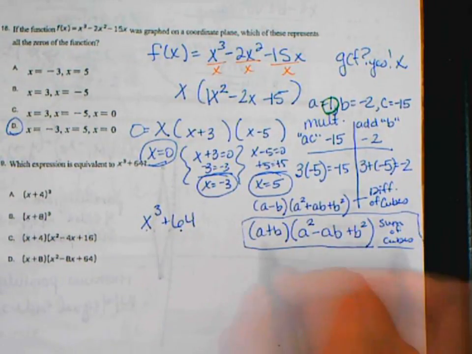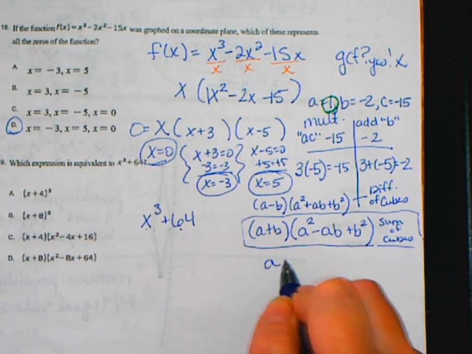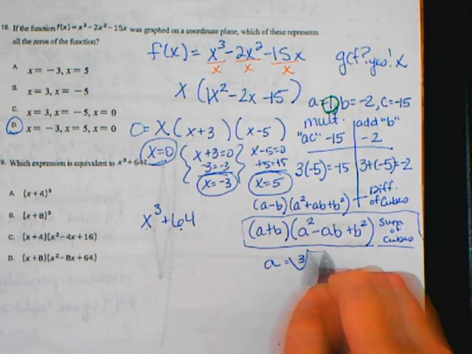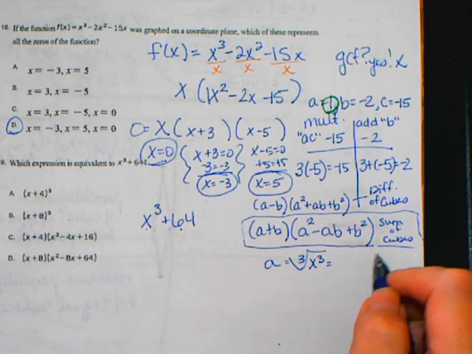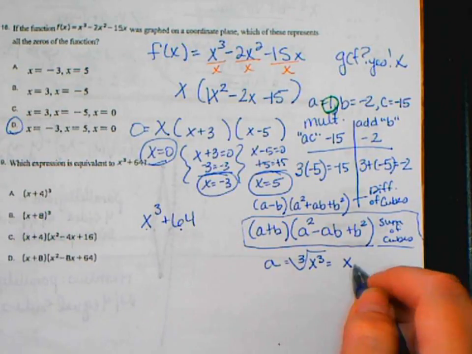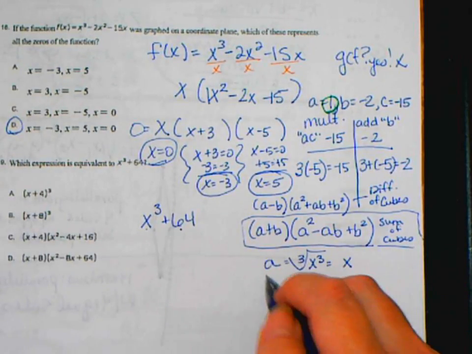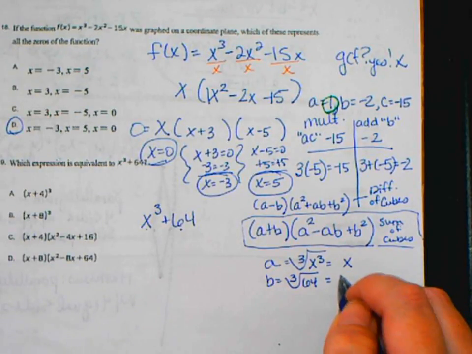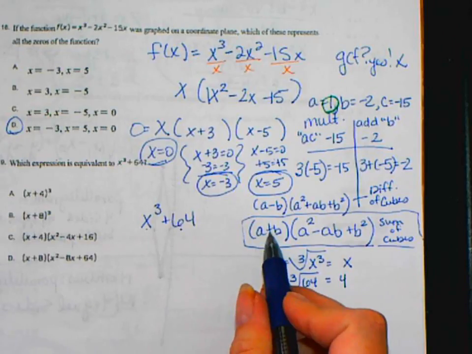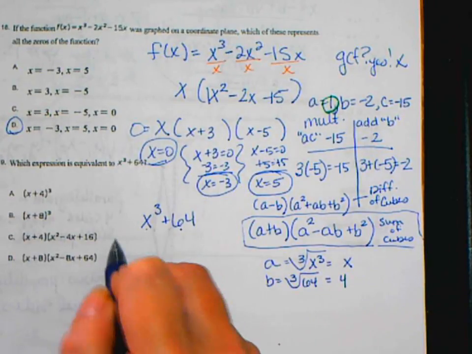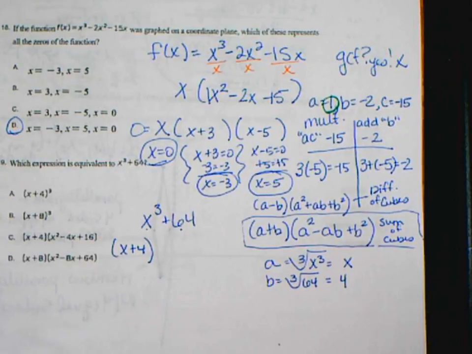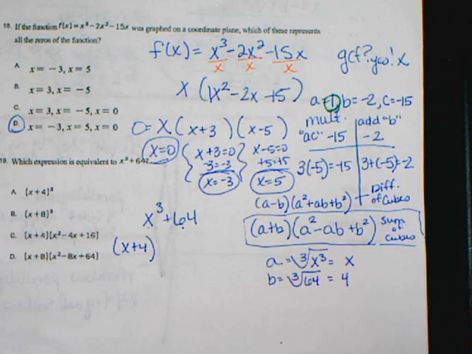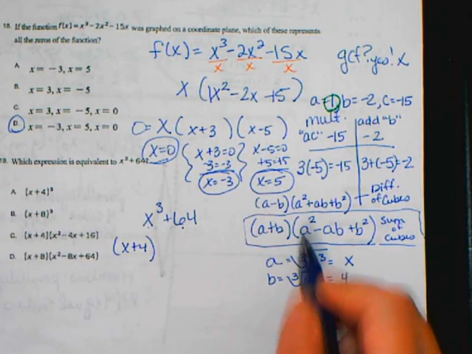Alright, so remember, to find a, that's going to be the cube root of my first term, which is what? X. B is the cube root of the second term, which we already said was 4. So we know in the first parentheses it's a plus b, so that'd be x plus 4, right? Even knowing that, we can already see what our answer is going to be, but we're going to keep going because you never know if they're going to ask you a multiple choice or fill in the blank or drag and drop or what. So now we'll do a square.